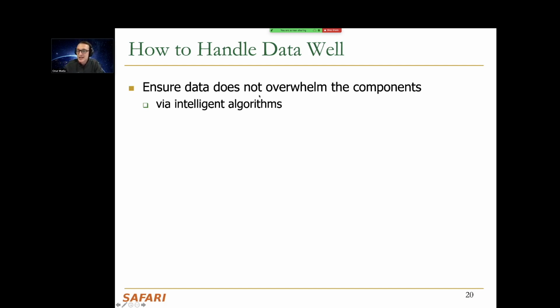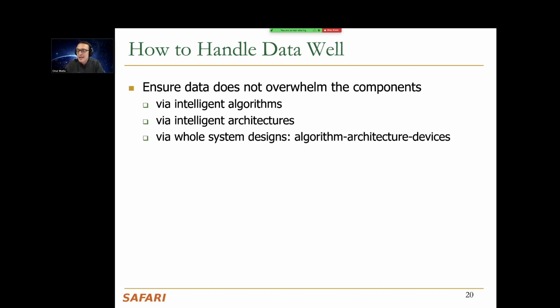We need to design intelligent algorithms to minimize data movements and data. And we need to design intelligent architectures to do the same. But more importantly, I believe we need to focus on whole system designs, cutting across from algorithms to architectures to devices to minimize the data.